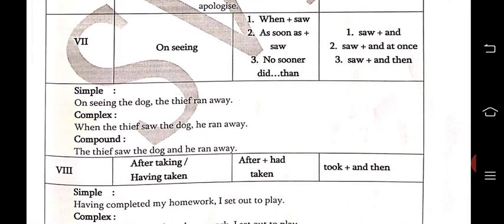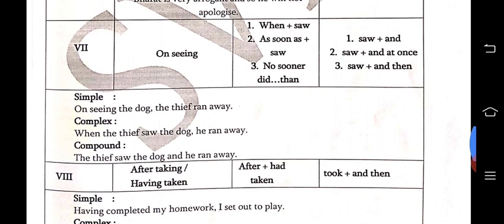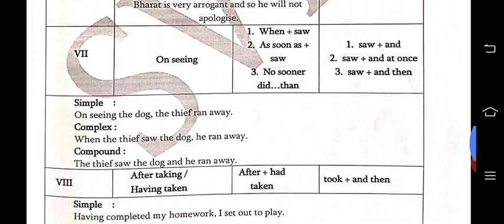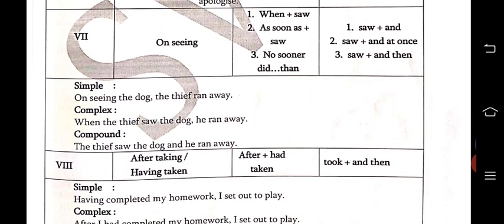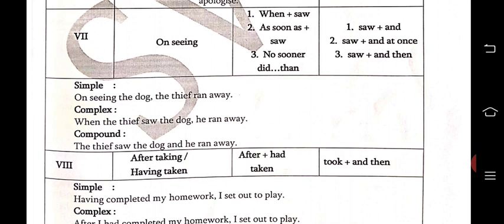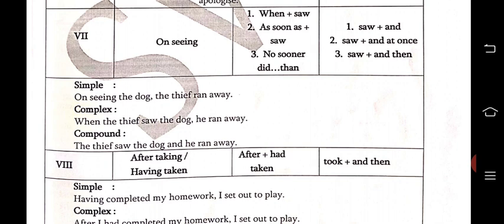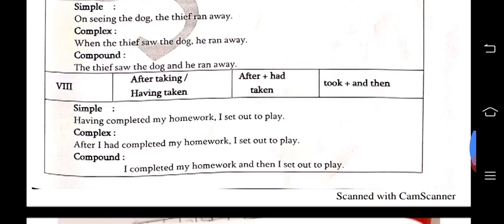And then what is this? On seeing. So "on seeing" is where we use it for timing. So on plus verb plus ing. On seeing the dog, the thief ran away. When the thief saw the dog, he ran away. Compound: the thief saw the dog and he ran away. Okay, for writing phrases we use on plus verb plus ing, and for writing complex sentences we use as soon as, when, no sooner, like that. And for writing compound sentences we can use and at once, and then, and immediately. Okay.